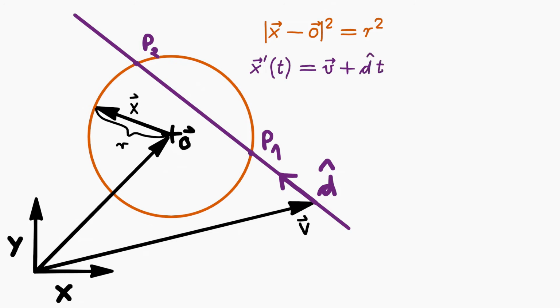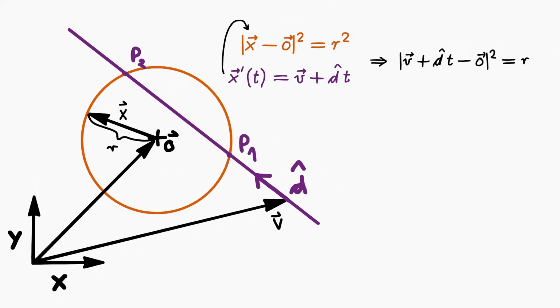straight line. With a parameter t and a unit vector d, we can assign a vector to every point on the straight line. To find the intersection points, we now ask, for which parameter t is also the circle equation fulfilled? This question can be answered by inserting x of t into the circle equation and then solving for t.